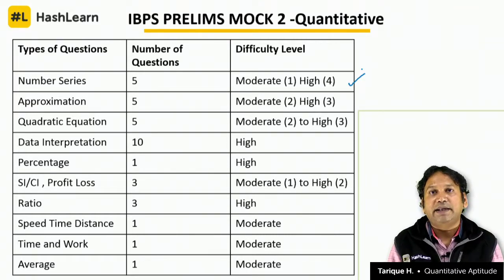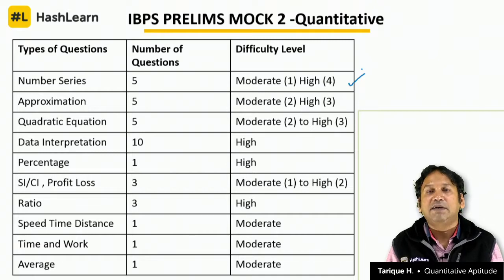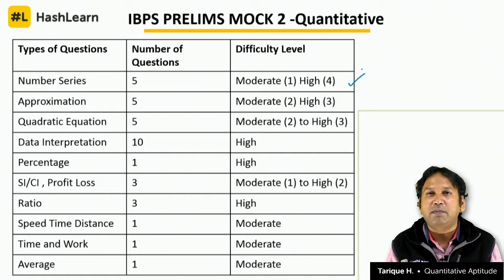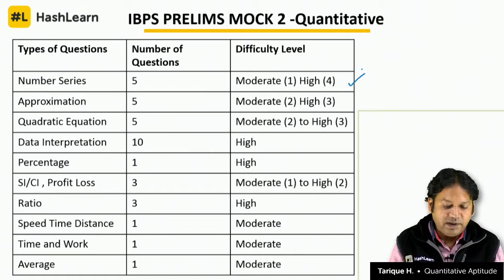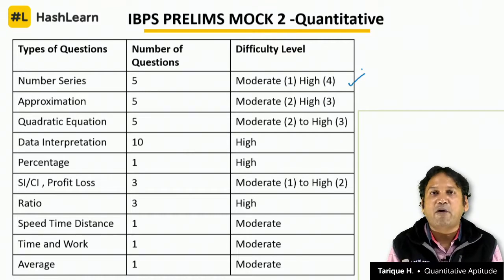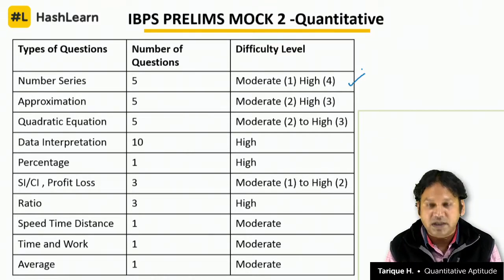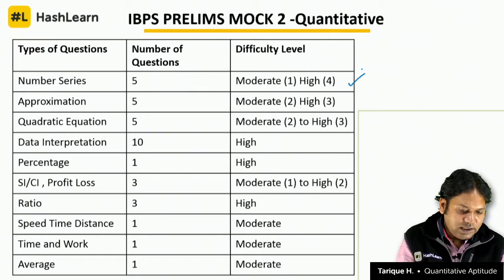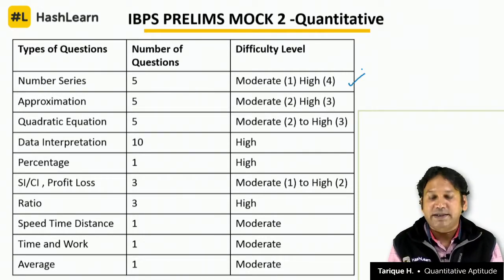A student who is targeting to clear the prelims examination would attempt at least 25 to 28 questions in the paper in 20 minutes, that's approximately 30-35 seconds per question. So keeping that in mind, we'll say that 1 question is from moderate difficulty level and 4 questions from high difficulty level. Now next comes the approximation question type.